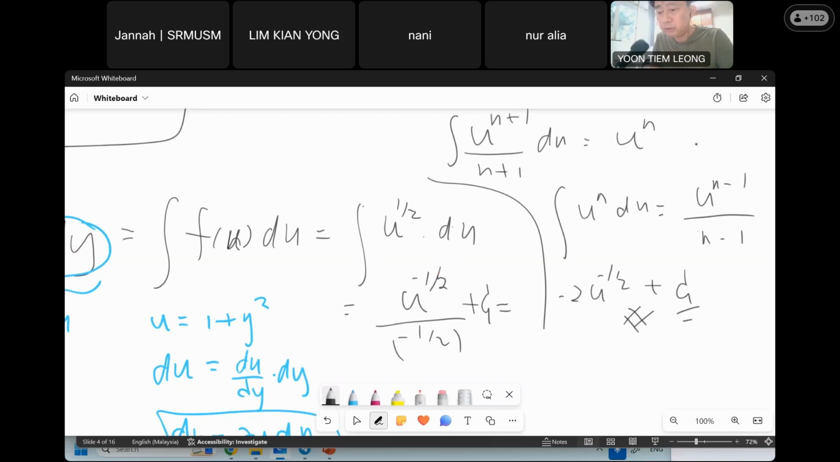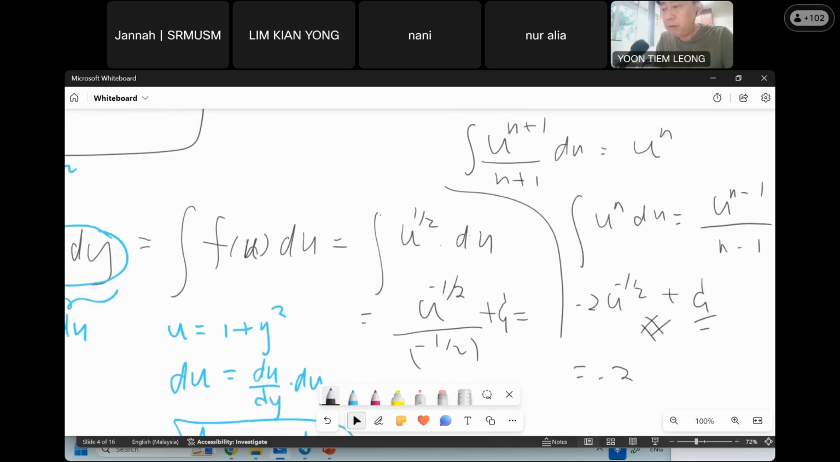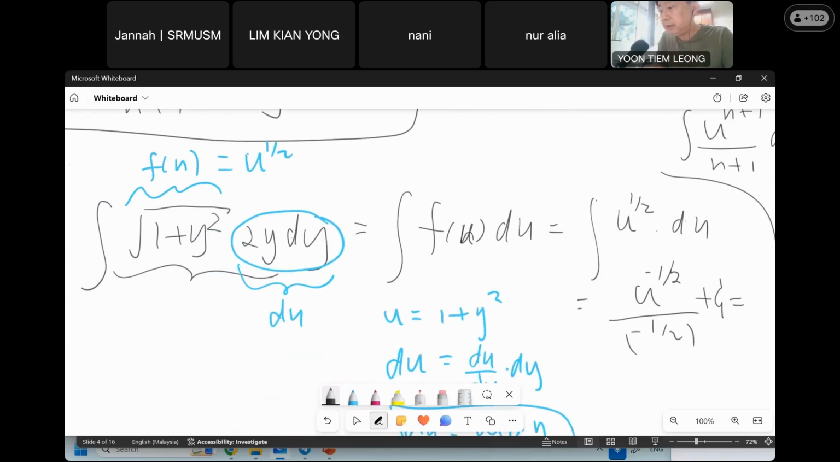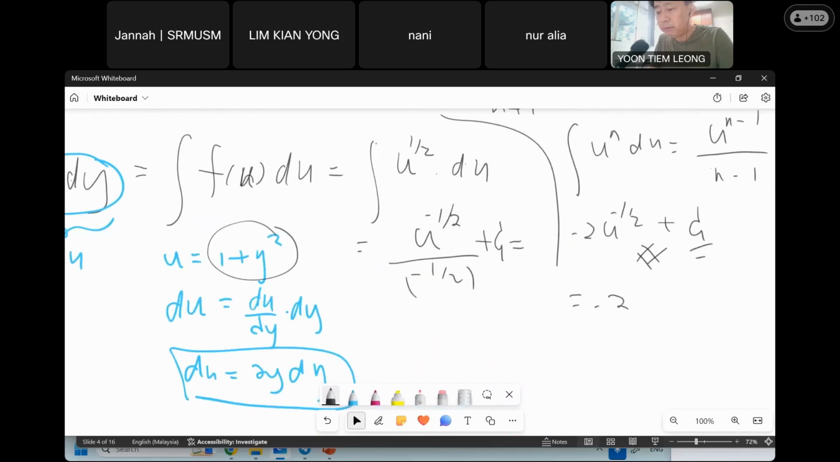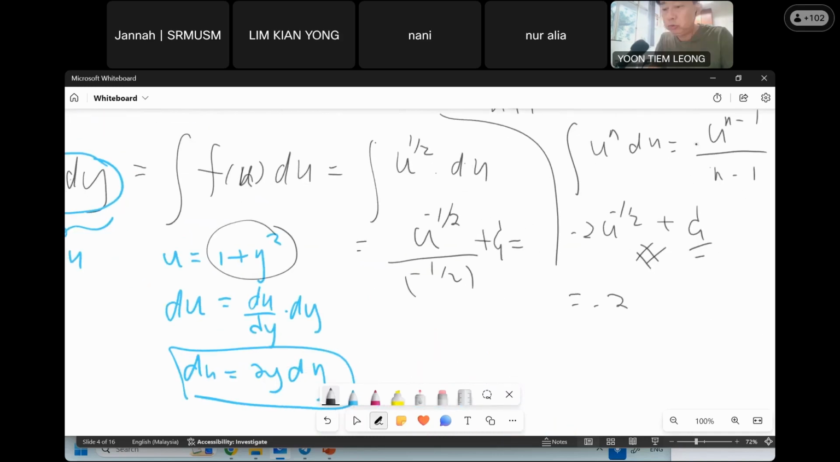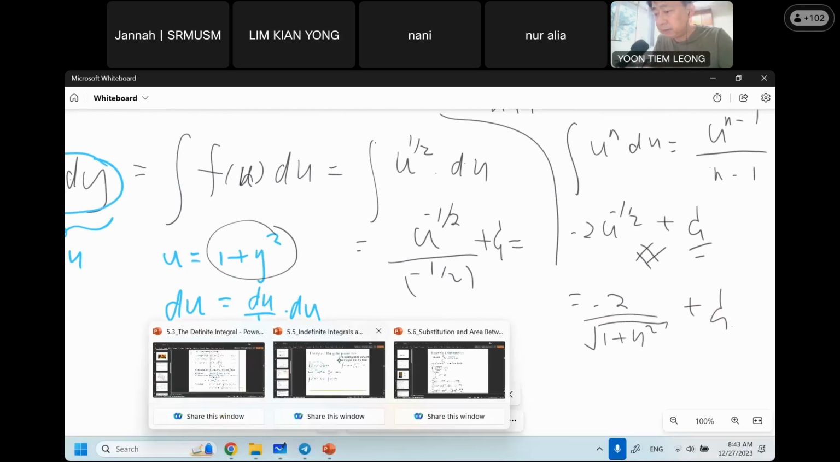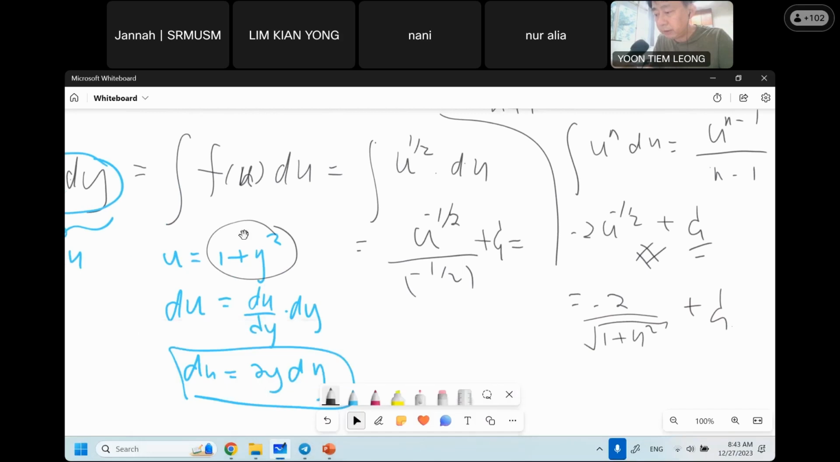So the answer to this question would be equal to minus 2 with u raised to the power of minus half, where in this case my u is equal to 1 plus y squared. Therefore, this would be equal to the square root of 1 plus y squared plus a constant. So this is the answer. Let me check if my answer is correct.